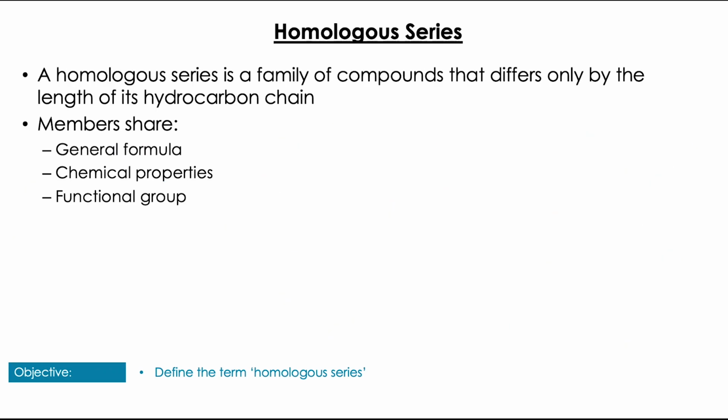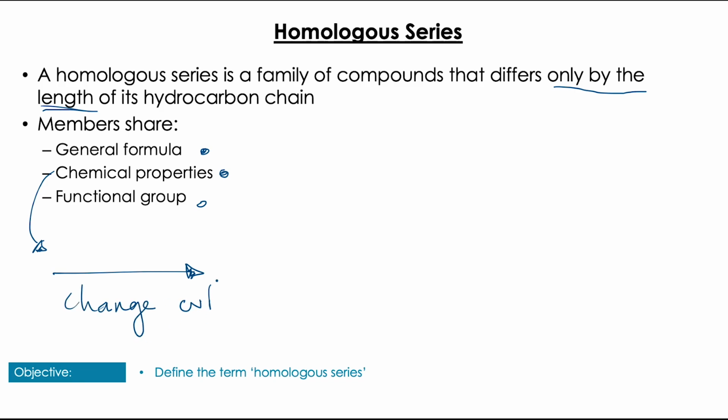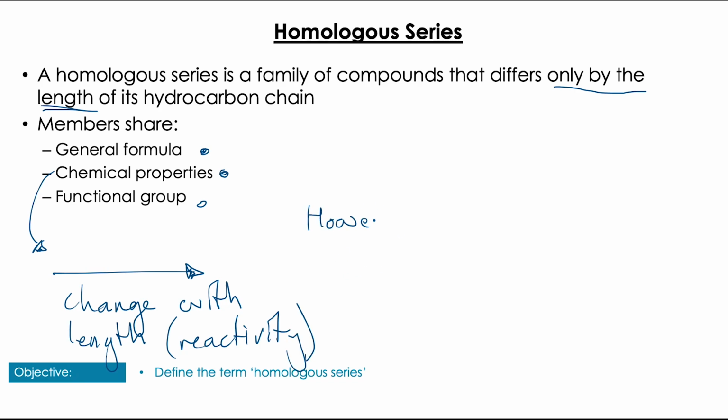This leads us to homologous series. So you can think of homologous series as a kind of family. They differ only in the length of their hydrocarbon chain. They share a general formula, chemical properties, and a functional group. Their chemical properties change with their length, so with their size, so their reactivity can change. However, they undergo very similar reactions and just change in how vigorously those reactions occur as they change in size.